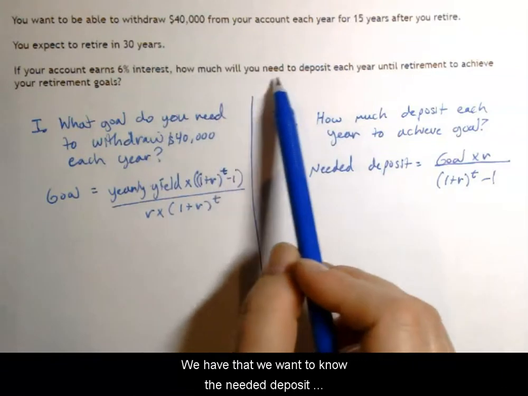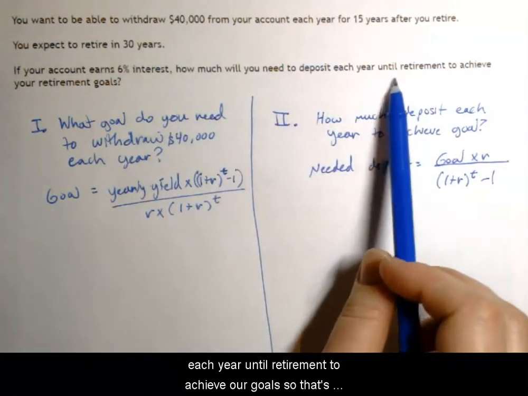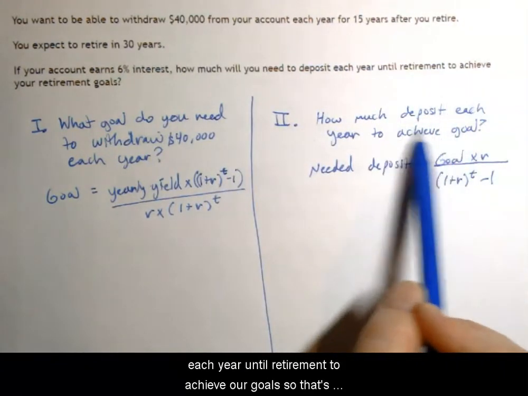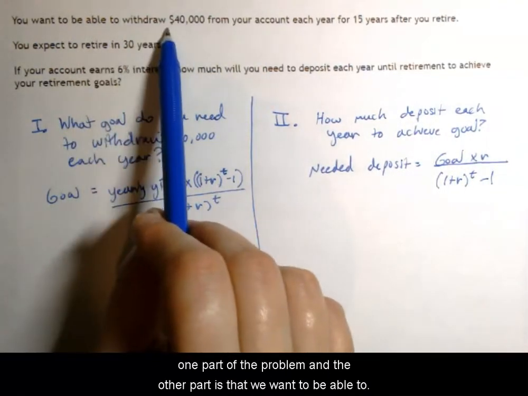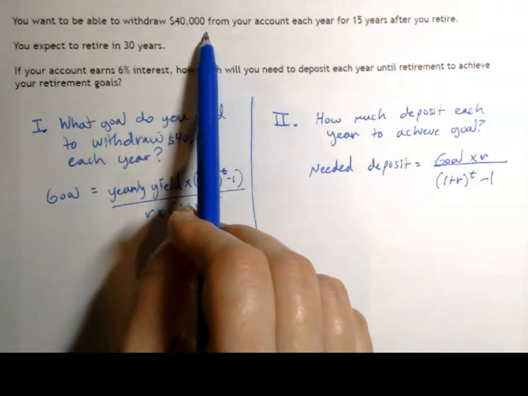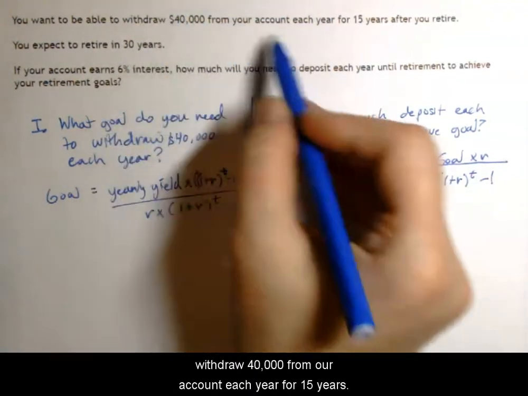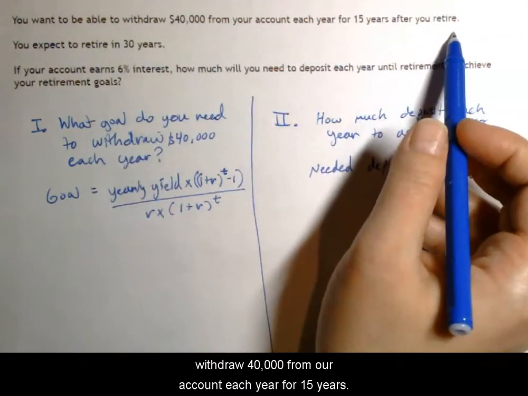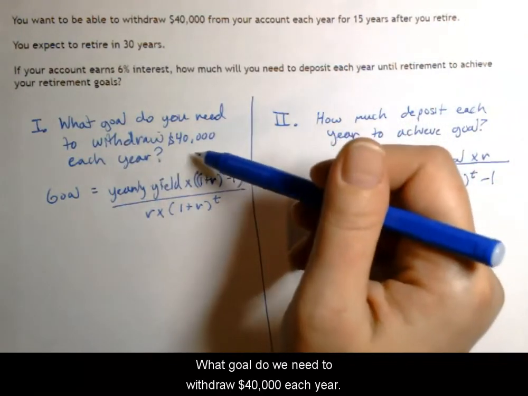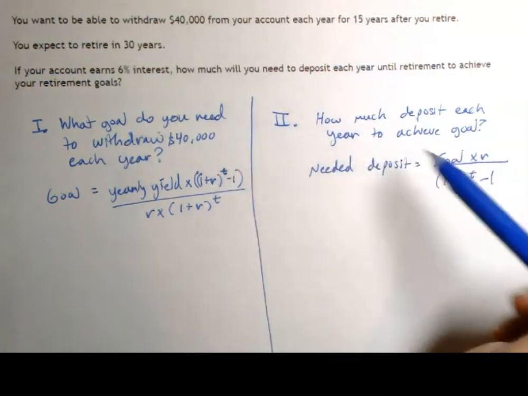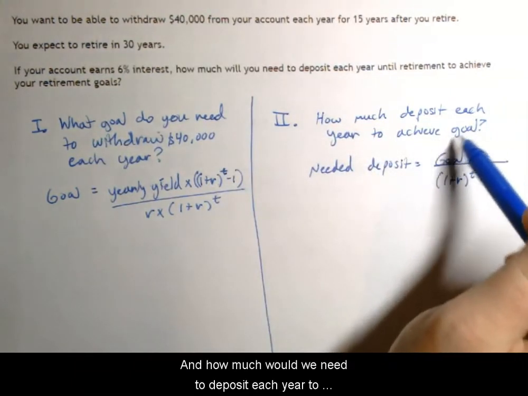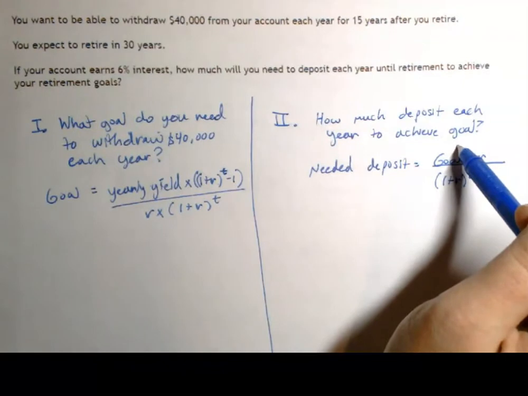We want to know the needed deposit each year until retirement to achieve our goal. So that's one part of the problem. And the other part is that we want to be able to withdraw $40,000 from our account each year for 15 years. So that's the other part. What goal do we need to withdraw $40,000 each year? And how much would we need to deposit each year to achieve that goal?